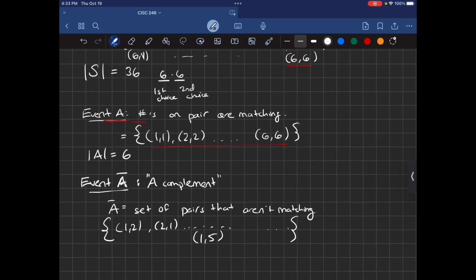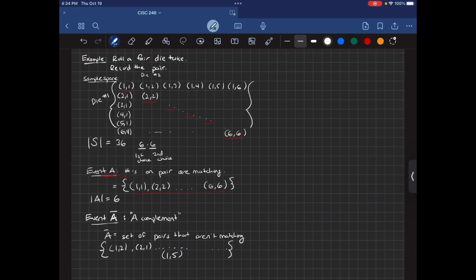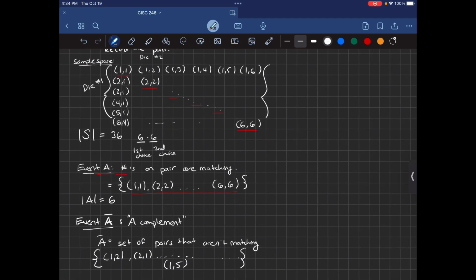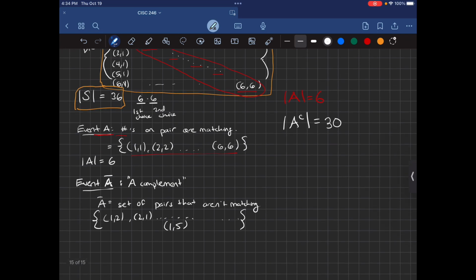And there's a couple of different ways of counting this. I'd say the easiest way is just to count that if the total size of the set is 36, so that's the whole sample space, and we know that A is a subset, which was the matching amount, and that's 6, so the size of A equals 6, then the size of A complement equals 36 minus 6, which is 30. So that's one way of counting it.